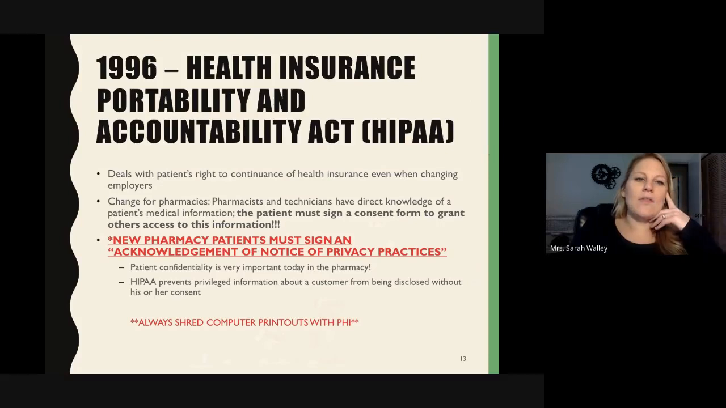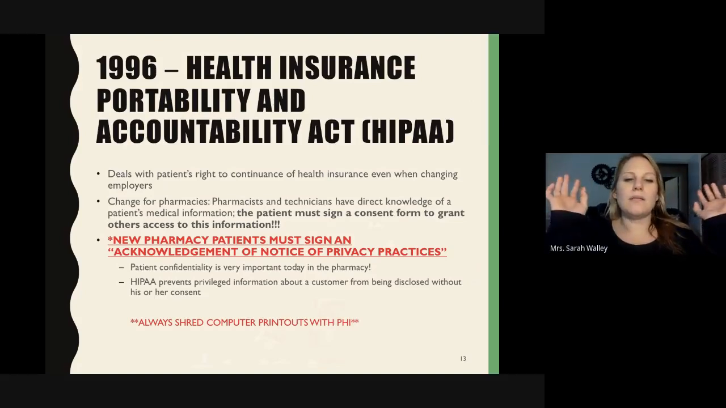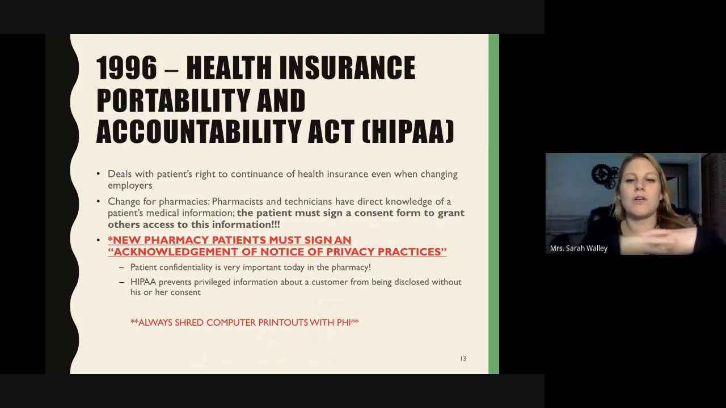So in 1996, Health Insurance Portability and Accountability Act, y'all probably heard of this also, HIPAA. The biggest thing, because it does talk about continuance of health insurance when you're changing employers, is protecting the patient's health information. That's all very important. But one of the biggest things that it affects in the pharmacy is that new patients coming to the pharmacy have to sign a consent form, called the Acknowledgement of Notice of Privacy Practices.